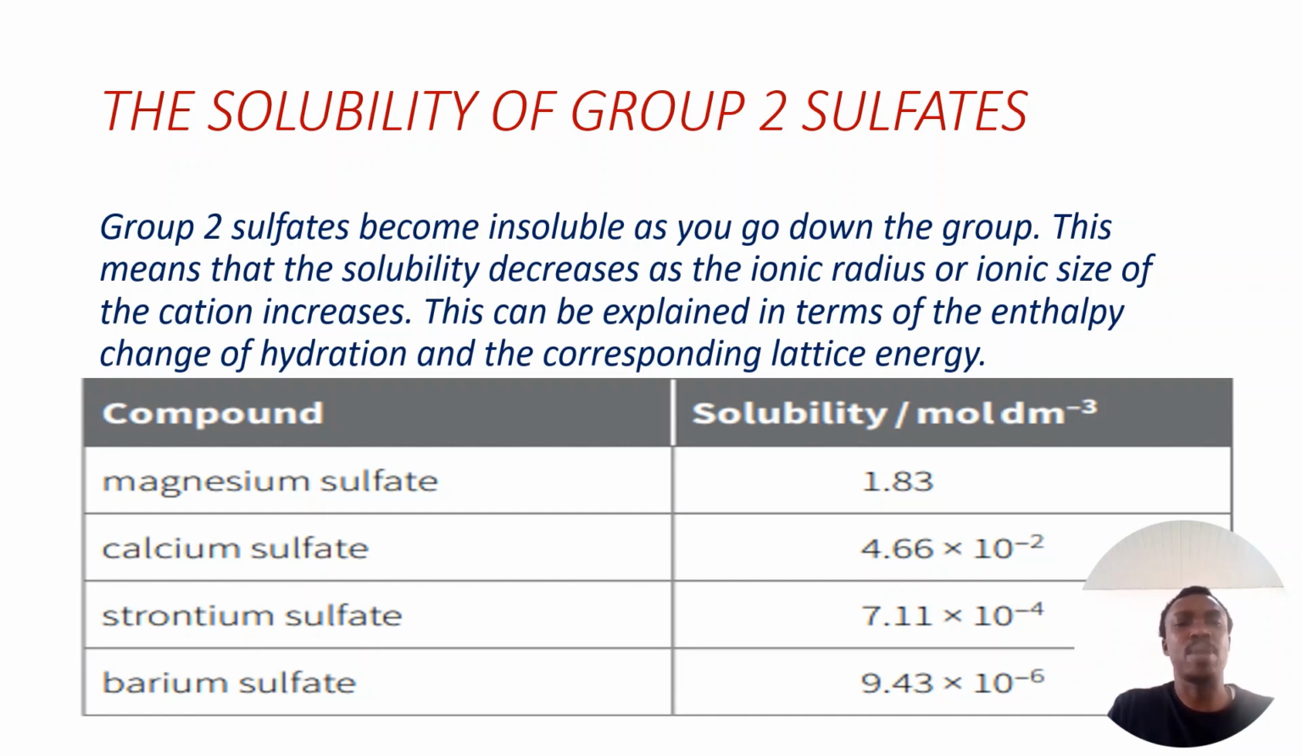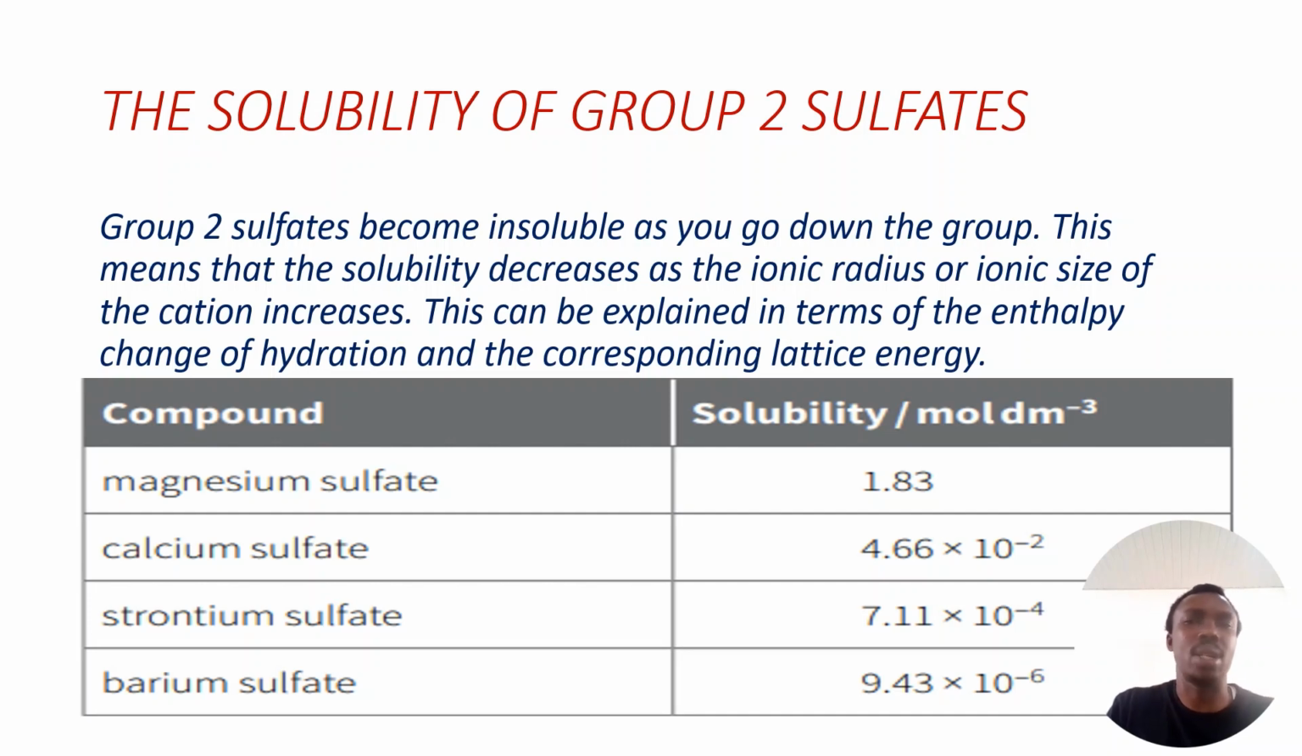It can be explained in terms of the enthalpy change of hydration and the corresponding lattice energy, which we've discussed in our previous lectures. So we want to see how the enthalpy change of hydration and the lattice energy affect the solubility of group 2 sulfates as you go down the group. From the data, magnesium sulfate is more soluble than calcium sulfate. Calcium sulfate is more soluble than strontium sulfate. Strontium sulfate is more soluble than barium sulfate. So barium sulfate is the least soluble, which means the solubility decreases as you go down the group.